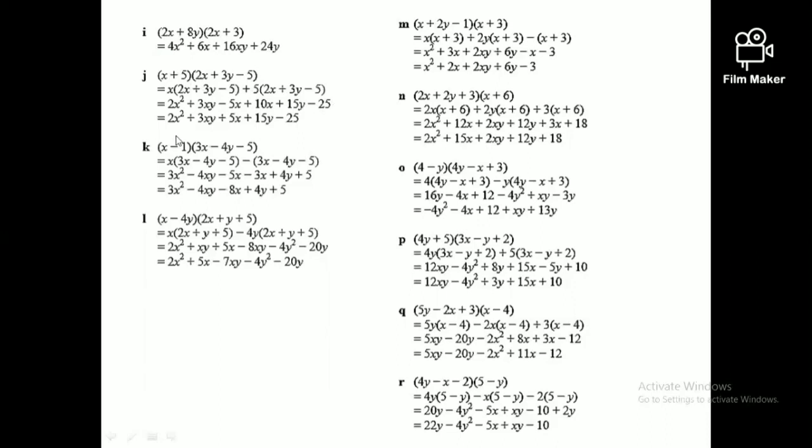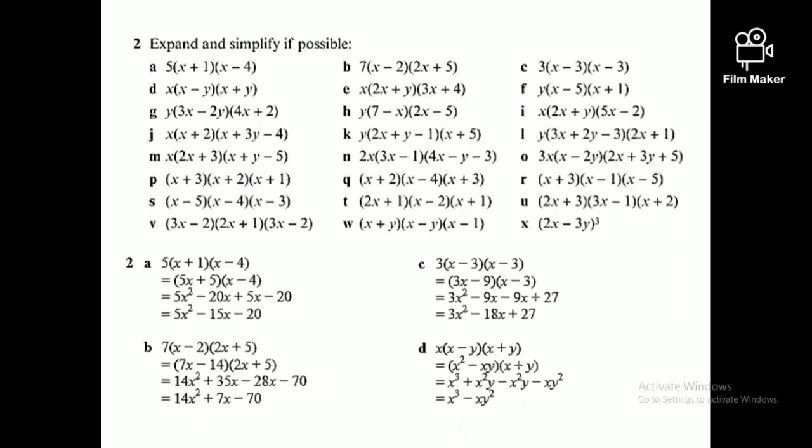Then see whether there are any similar terms. x squared terms only 1. xy terms only 1. x terms, and yeah, x terms. So see whether there are any other similar x terms. Yeah, there are 2. Here you can see minus 5x and plus 10x turn up to plus 5x. y terms only 1 and constant terms only 1. Like that, you can use the same technique to obtain the answers in this exercise, right?